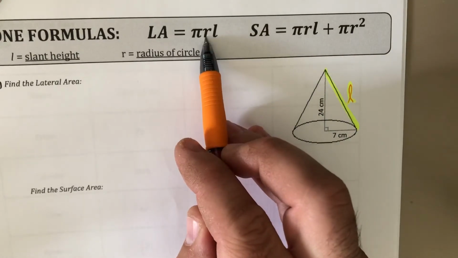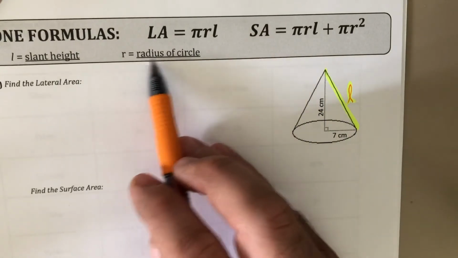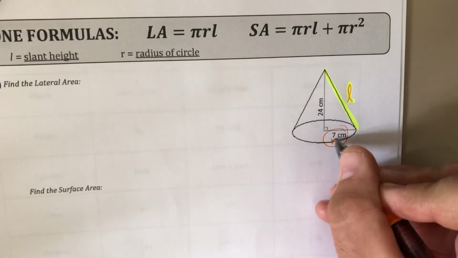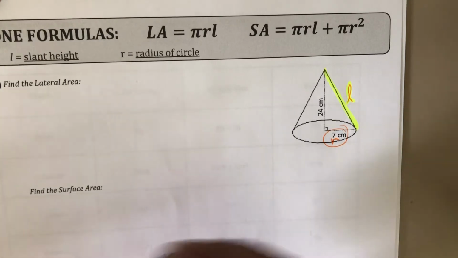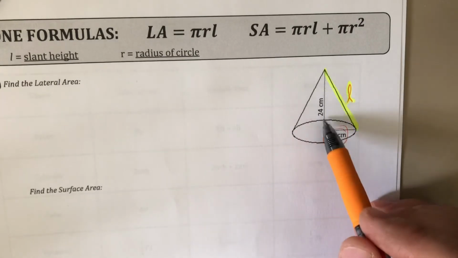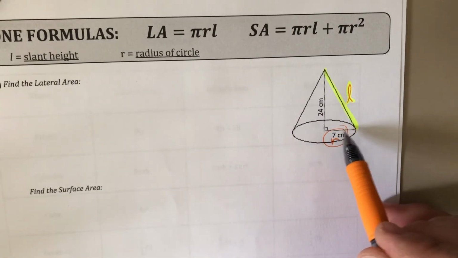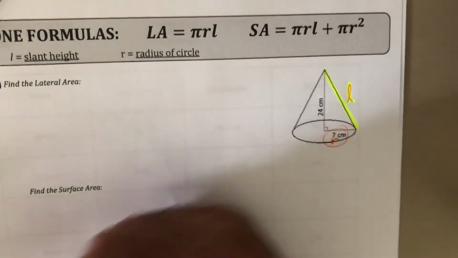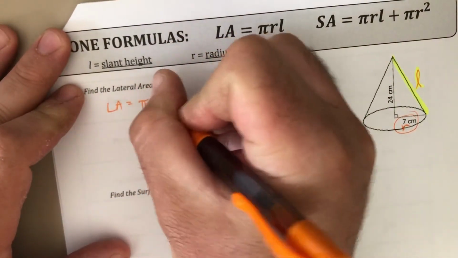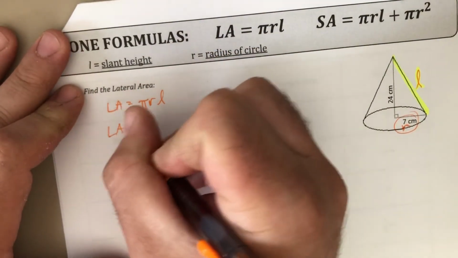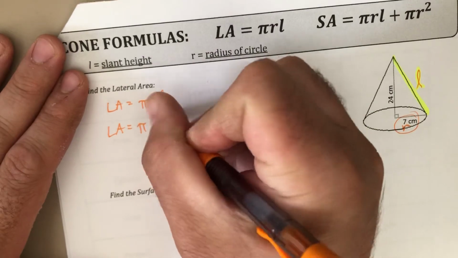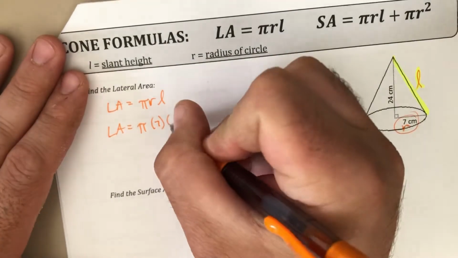Remember, R is the radius of the circular base, and L is the slant height. So we've got the radius. That's 7. Here's R right here. We just need to find what L is. And if you notice, look at the triangle. I've got the altitude, I've got the radius, I need to find L. That is a perfect Pythagorean theorem problem again. The lateral area formula is pi times R times L. So plugging in what we know right now, pi is 3.14, times 7. And then we'll fill in L in a second when we find it.